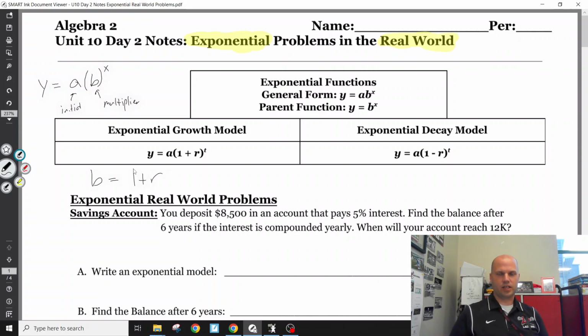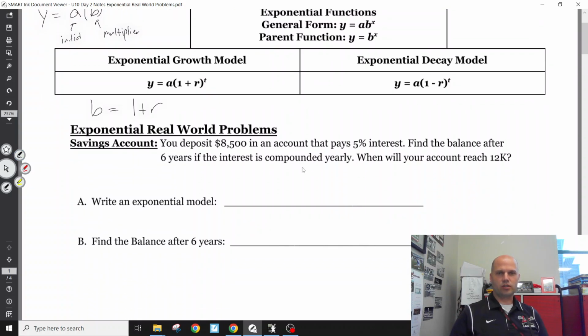Okay, and we kind of investigated this towards the end of last class, is finding this rate. But this allows us to create these exponential situations and equations for real world situations where we're not like doubling, but rather we're increasing by a certain percentage. Here, we see we have a bank account that is paying 5% interest, and we started with $8,500. So this is what we would consider our R.